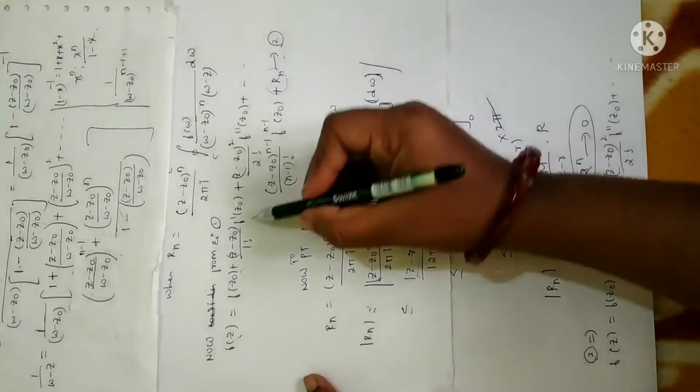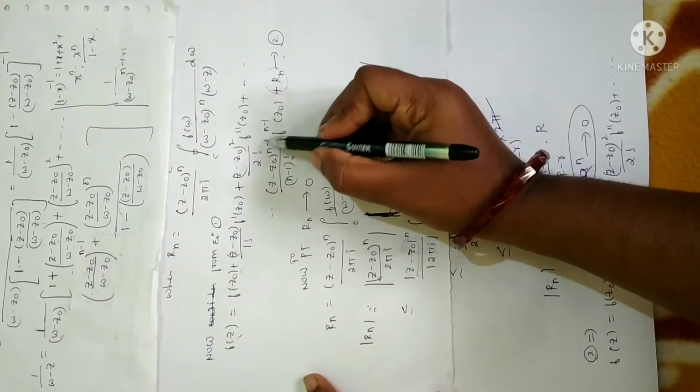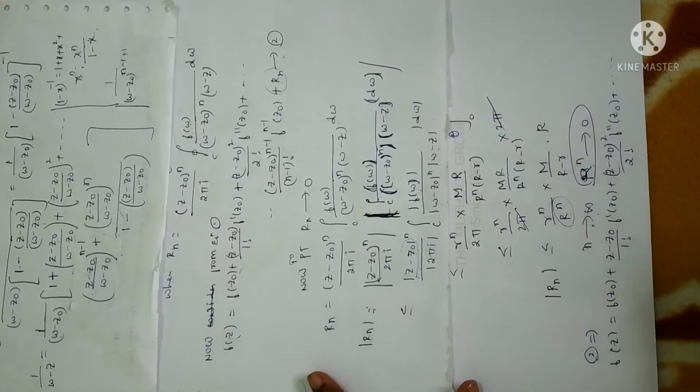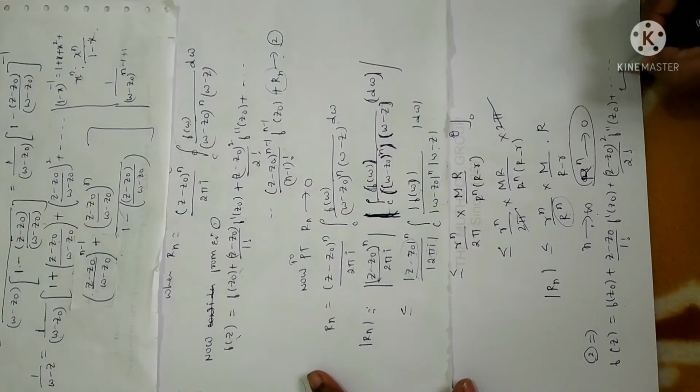So this term will not be there. Anyhow, the last term will be there. It is n minus 1 terms. Fine. So no need to write the last term. So this is what the Taylor series expansion is.